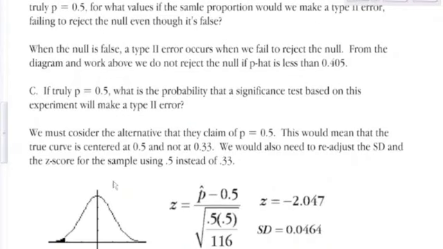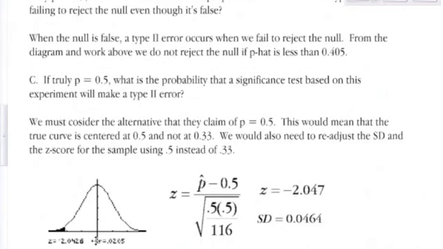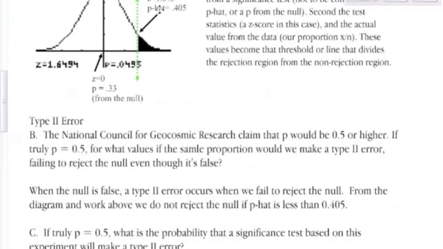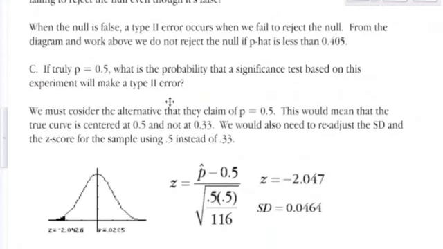The first thing we need to recalculate is the z-score. Z-scores are based on means and standard deviations. I want to know what is the new z-score for 0.405. You can see here this p hat should be 0.405 right there. That's a typo. But 0.405 right here, and plug all that in, find out your new z-score. That turns out to be negative 2.047. If you simplify the standard deviation, you should get this.